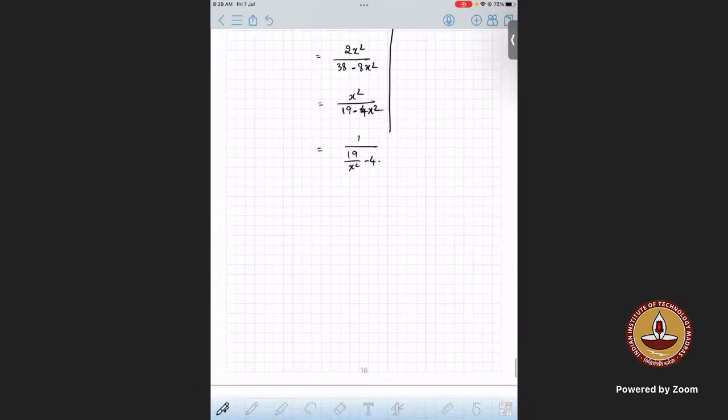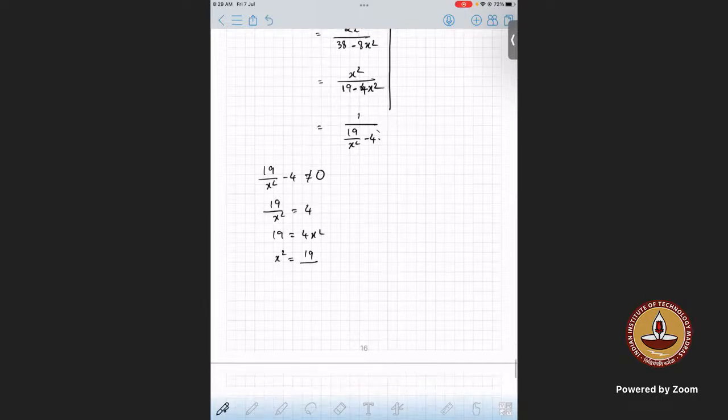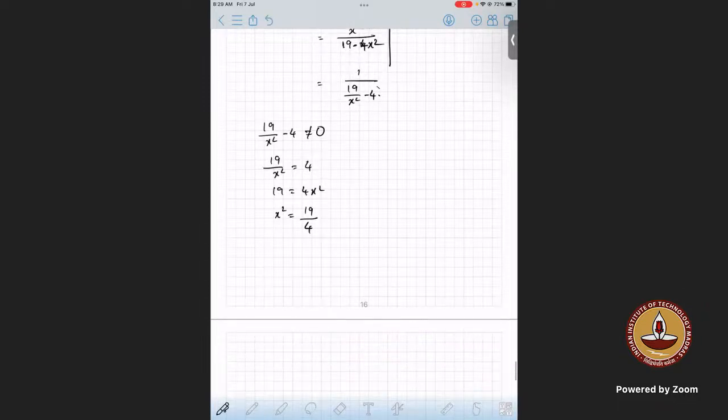Now look, this must not be equal to 0. 19 by x square minus 4 not equal to 0. 19 by x square is equal to 4, so 19 is equal to 4x square. X square is equal to 19 divided by 4. X is equal to plus or minus root 19 divided by 2. Right, sir.